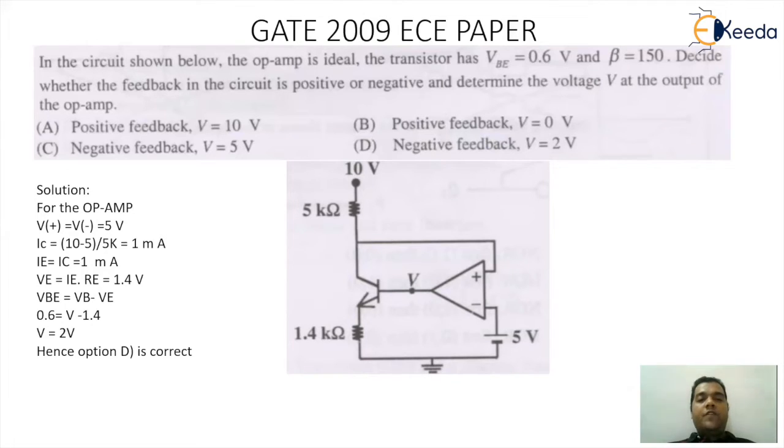So the emitter voltage drop will be IE RE, which will be 1.4 volt. So the node voltage V is going to be equal to VBE plus IE RE, where the value of VBE is 0.6 and the IE RE value is 1.4 volt. So the total addition will give you a V of 2 volt. So since V is 2 volt, the correct answer for this question is answer D, V equal to 2 volt, and the type of feedback which is being utilized here is negative feedback.